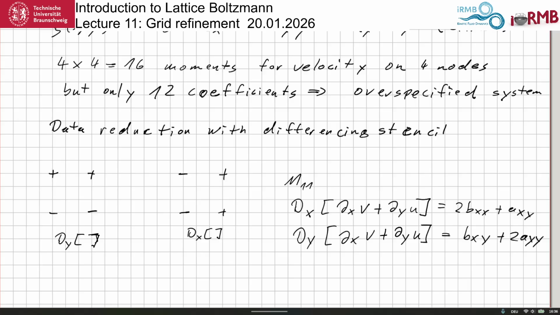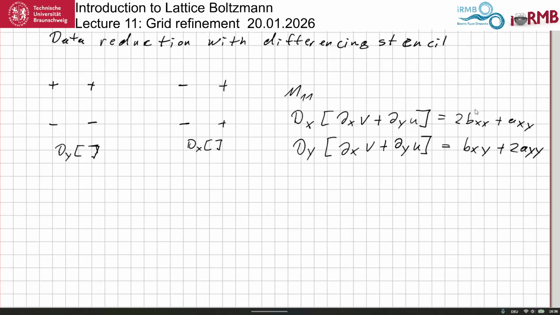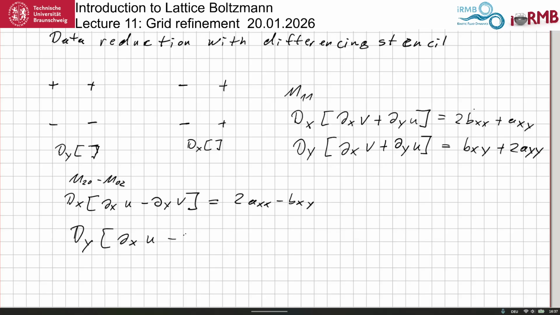And this can also be done for m20 minus m02. So here we have dx dxu minus dy with 2axx minus bxy, dy dxu minus dy v, axy minus 2byy.